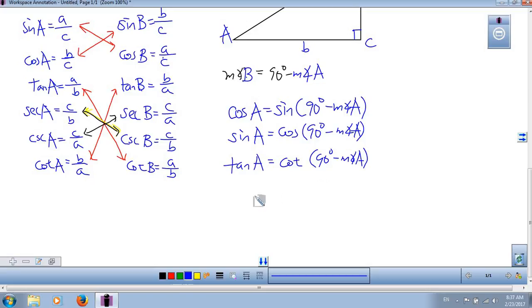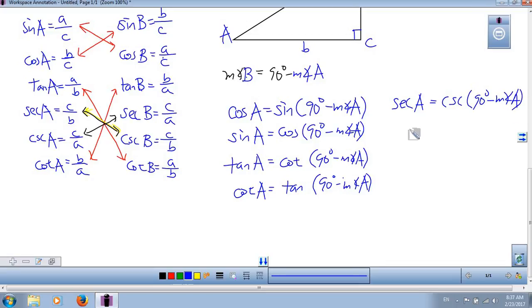I'll give you some examples after this. And cotangent of angle A will be equal to tangent of 90 degrees minus the measurement of angle A. And so the secant and cosecant: secant A is going to be equal to cosecant of 90 degrees minus the measurement of angle A, and cosecant of angle A will be equal to secant of 90 degrees minus the measurement of angle A.